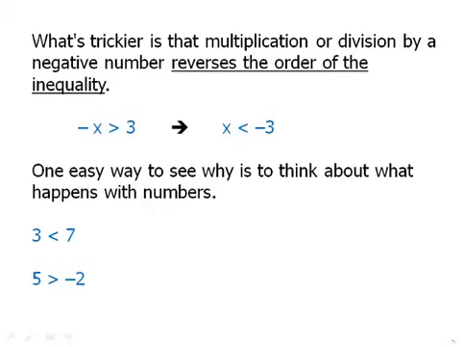Well, let's multiply everything by negative 1. It is also true that negative 3 is greater than negative 7. Negative 3 is to the right of negative 7 on the number line. And of course, negative 5 is less than positive 2. So in other words, in order to maintain true statements, when we multiply by negative 1, we have to reverse the direction of the inequality.